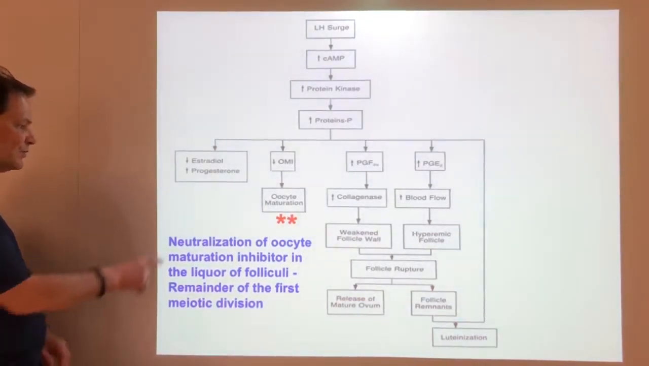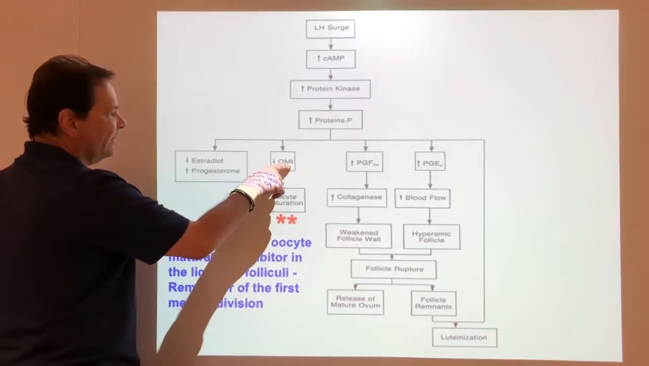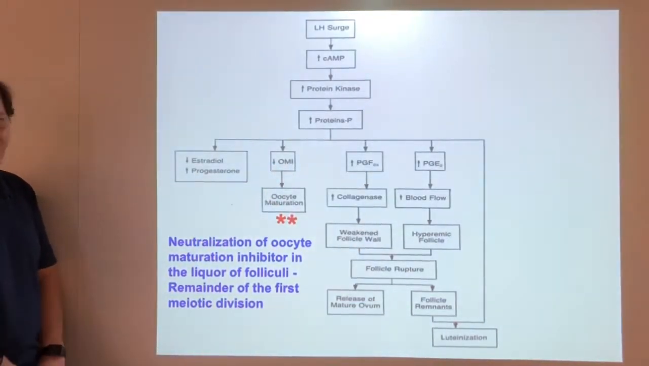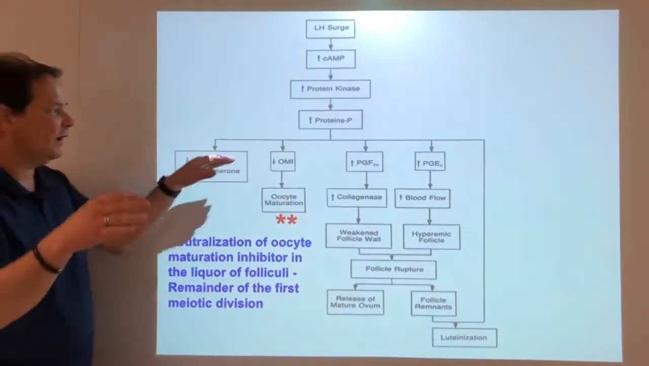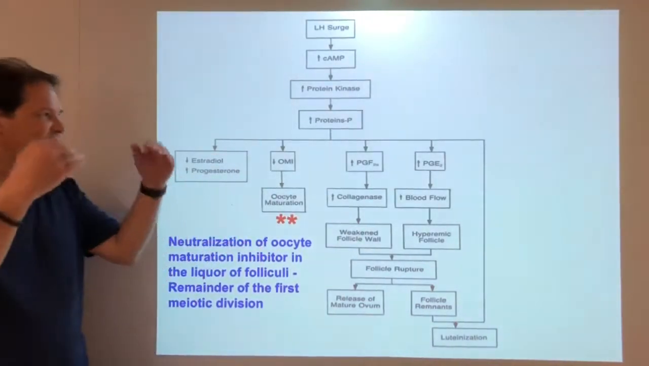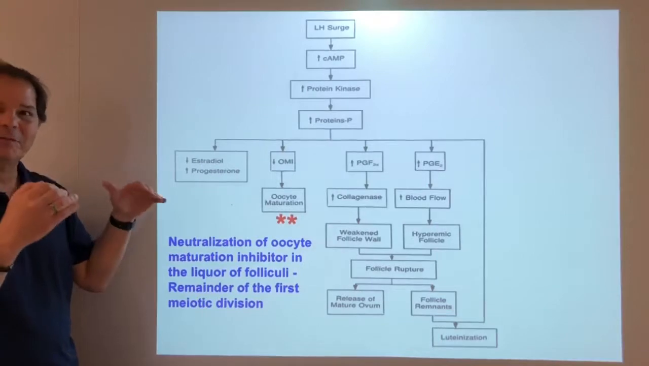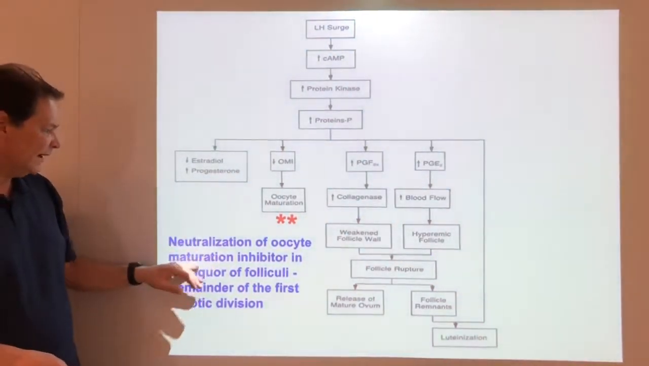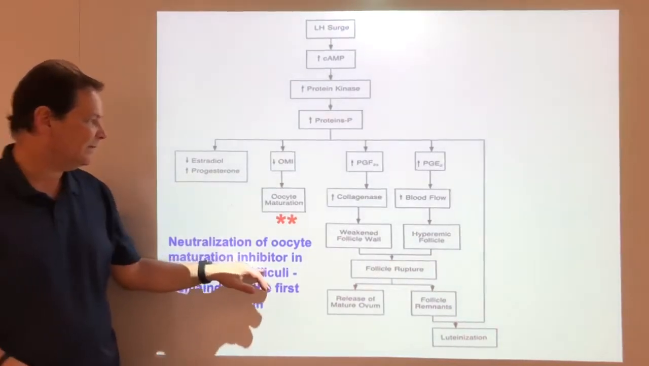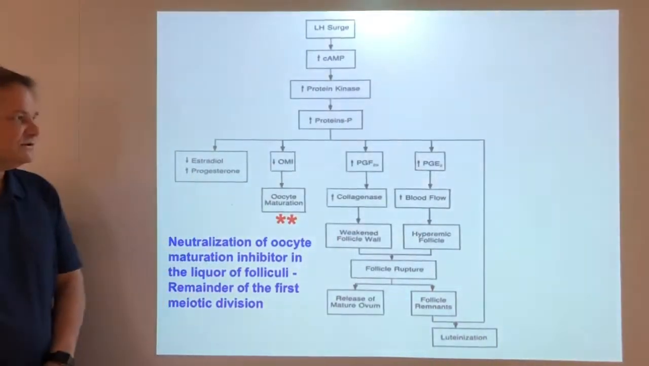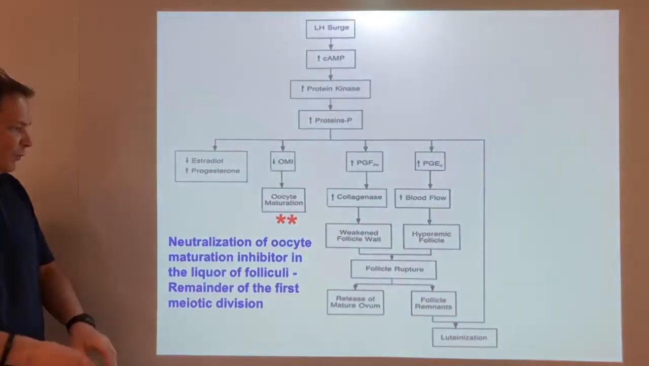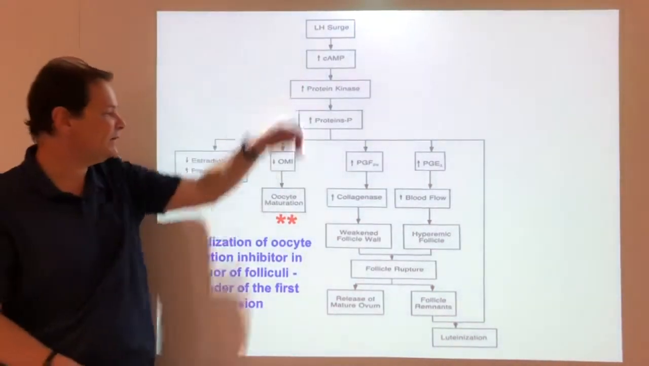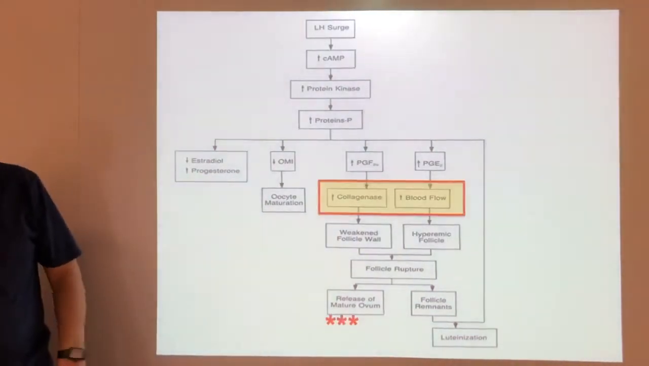The LH surge causes the neutralization of oocyte maturation inhibitor. Remember, this is in your liquor folliculi. Okay? And this is what's causing you to stop part of the way through that first meiotic stage. So now with the LH surge, we neutralize the oocyte maturation inhibitor, and that helps reinitiate the meiosis, and now you progress through the first meiotic division, again initiated by the LH.